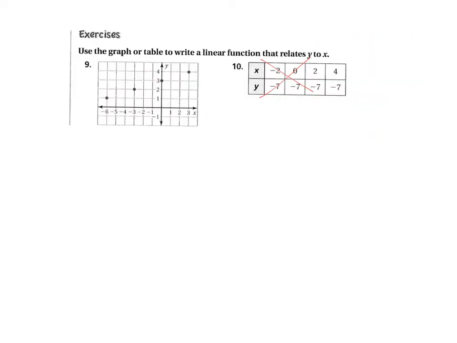Number 9 says use the graph or table to write a linear function that relates y to x. So we're looking at slope-intercept again. We need to find m. We need to find how steep the line is. Let's do that now. If I look from this point to this point, my rise over run, I'm going up 1 over 1, 2, 3. So my slope for this graph is 1/3.